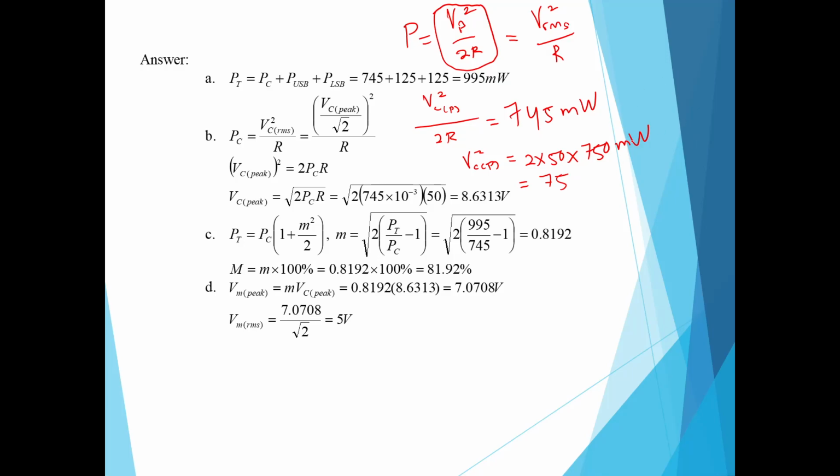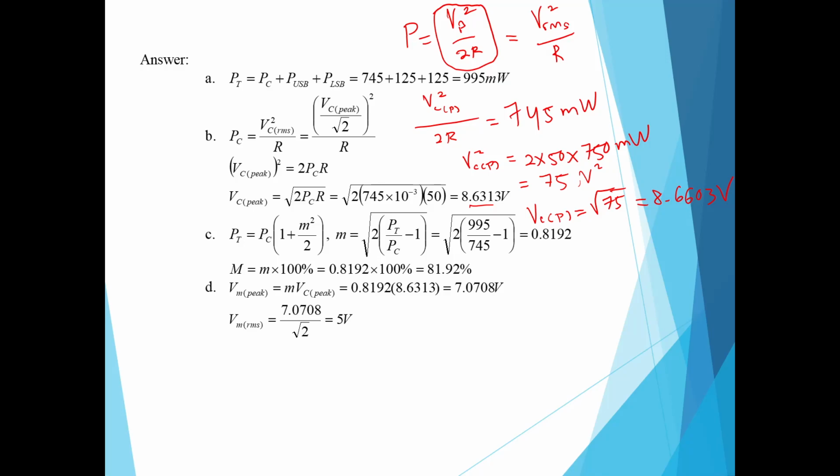This is a voltage, so this is a volt square, so 75 volt square. So Vc peak is equal to the square root of this, so the square root of 75, which is 8.6603 volt. Okay, almost similar with this one. So this is the answer.